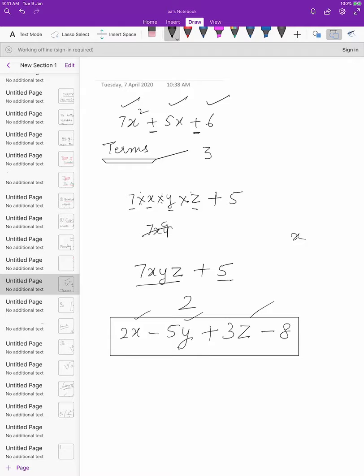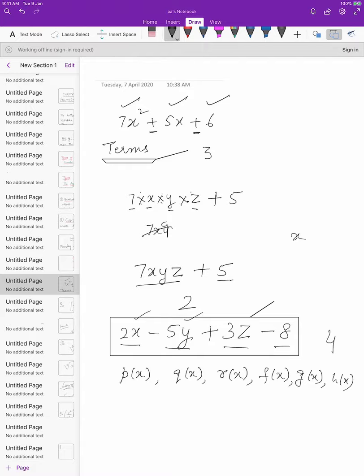Okay, and how many terms are there? 1, 2, 3 and 4. There are 4 terms in this polynomial. Next thing is, how do we represent a polynomial in short? The way to represent a polynomial is like this. I can write p of x, q of x, r of x, f of x, g of x, h of x and so on. Basically, these are the normal notations for a polynomial.